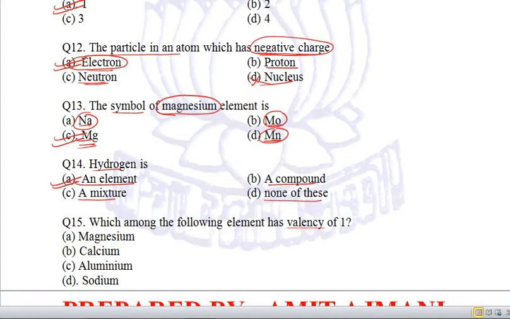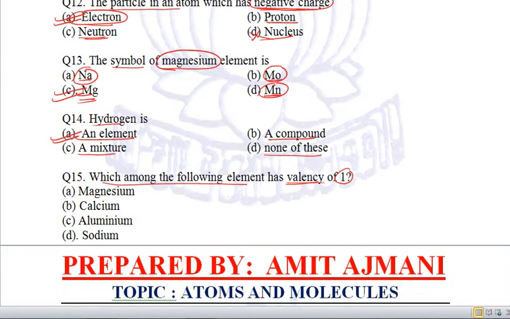Next question. Which among the following elements has a valency of 1? Monovalent. Magnesium. Magnesium is Mg2+. It has valency 2, so it is not having valency 1. Calcium again is Ca2+. Not the right answer. Aluminium is trivalent, 3+. Not the right answer. Sodium is Na+. So sodium has valency 1. We will mark D to be the right answer. Clear?